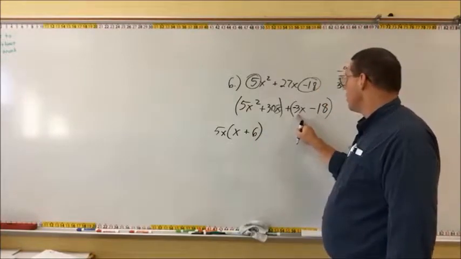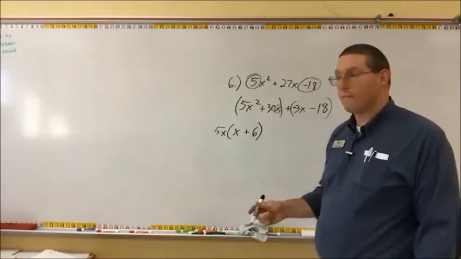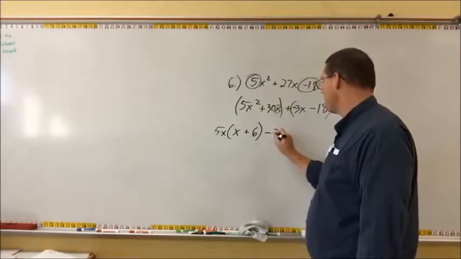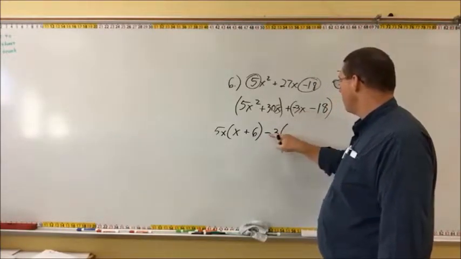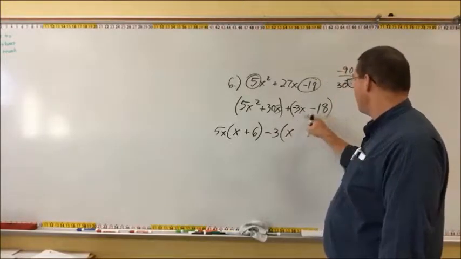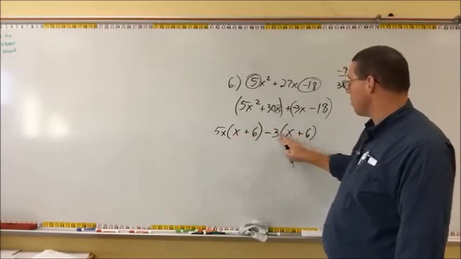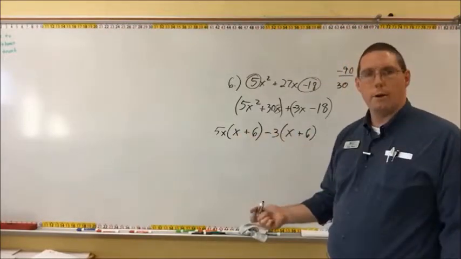Over here, is there a number that goes into negative 3 and negative 18? Sure, negative 3 goes into both of them, so I'm going to put a minus 3 here. Then negative 3 divided by negative 3 is positive 1, so all I have left is x. Negative 18 divided by negative 3 is positive 6, and sure enough, as long as I get the same factor here and here, I know I did it right.